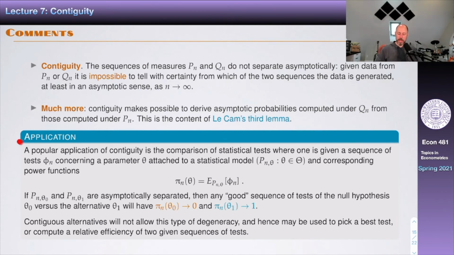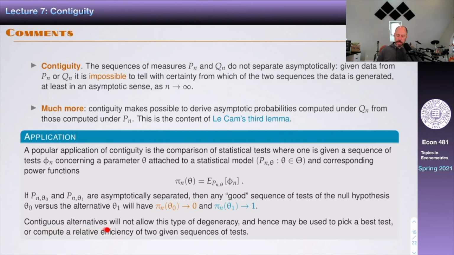And the main application, which I'm not going to read here, but it's here for completeness, is comparing statistical tests under the alternative hypothesis when you consider sequences of local alternatives. And so a well-defined sequence of local alternatives is a sequence of alternatives that is contiguous to the null. So if you read more advanced papers, sometimes you're going to see that instead of researchers talking about local alternatives, they're going to talk about contiguous alternatives. Well, that's exactly the same. They're just saying alternatives where you can map one probability from the other one. It's just depending on the tricks that they're using, but they're exactly the same.